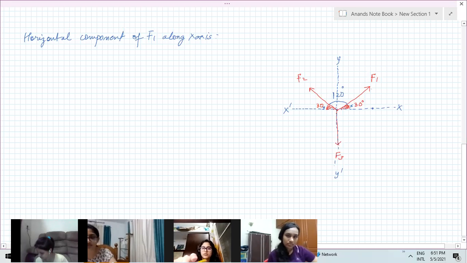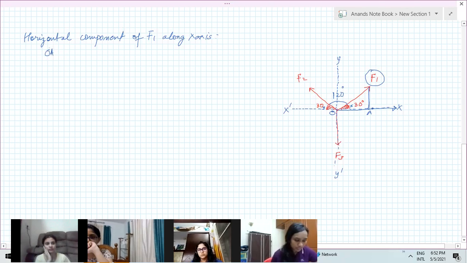F1 cos 30. Very good. Always remember, if I drop a perpendicular, Shreya, please pay attention to this. I'm interested in the component of F1 along the x-axis. So I drop the perpendicular and I'm interested in this length. Let's call it OA. The length of OA is going to be the component of F1 along the x-axis.